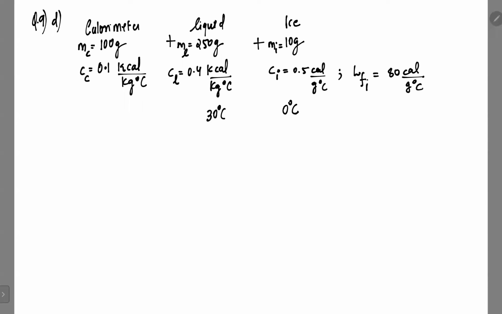So for fusion, it will not be degree Celsius. Oh, I'm very sorry. Thank you for correcting me. It will be 80 calorie per gram. ठीक है? Now, यहाँ पर एक चीज ध्यान देना. यहाँ पर you know the temperature of liquid, you know the temperature of ice, but you don't know the temperature of calorimeter, right?